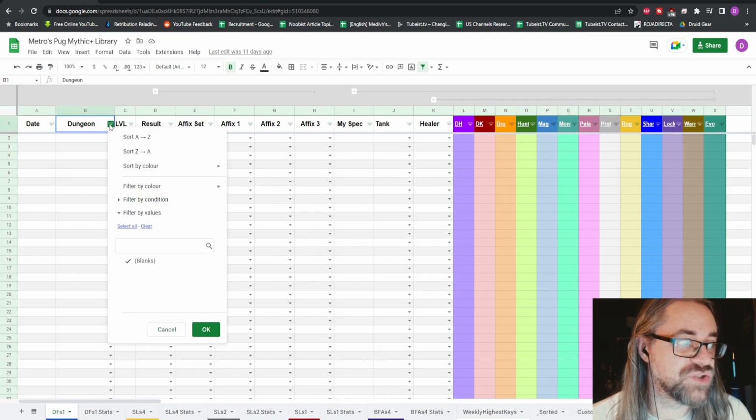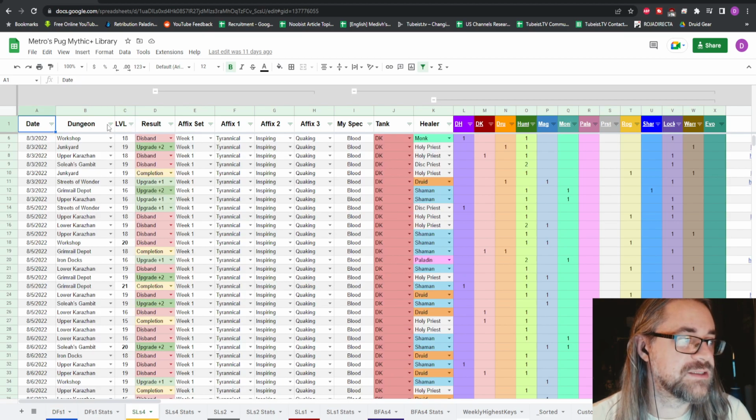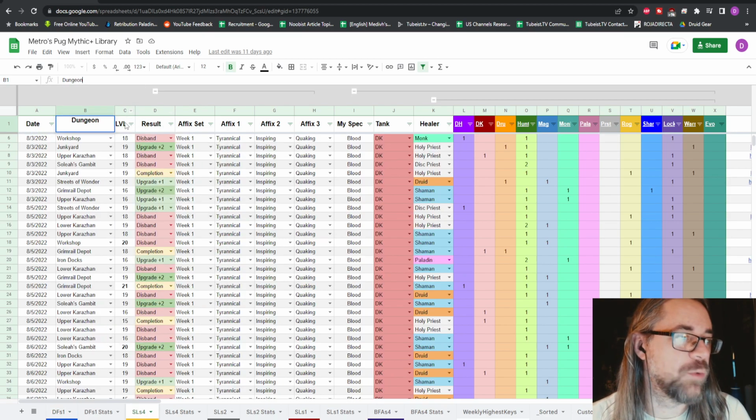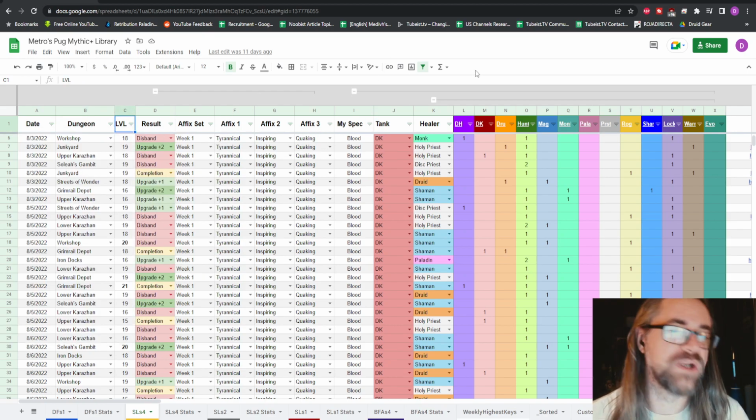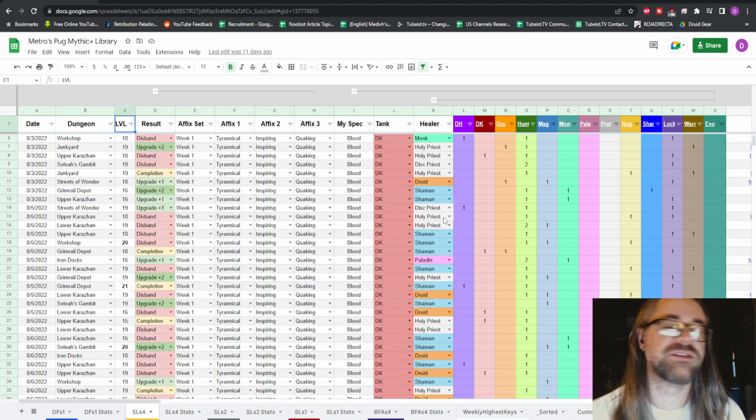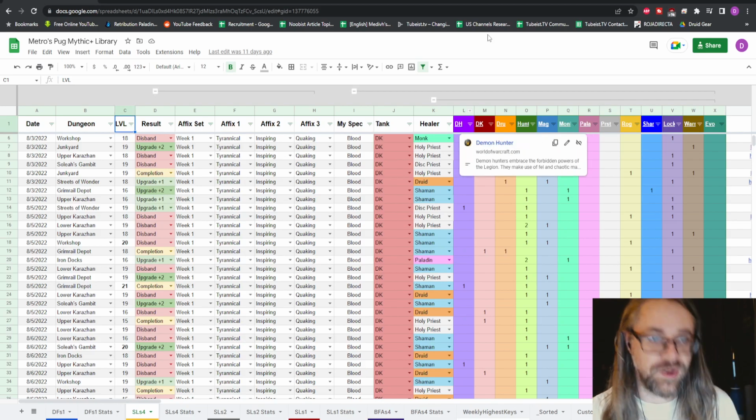You can also sort by pretty much everything in here. Okay, so again, in season 4, we could sort by dungeons. If you want to see only Streets of Wonder keys that were above level 20 with certain affixes, then you can do that. Do you want to see every key with a hunter in it, every key with a shadow priest, a holy priest, a shaman, whatever you want to see, it's all there.